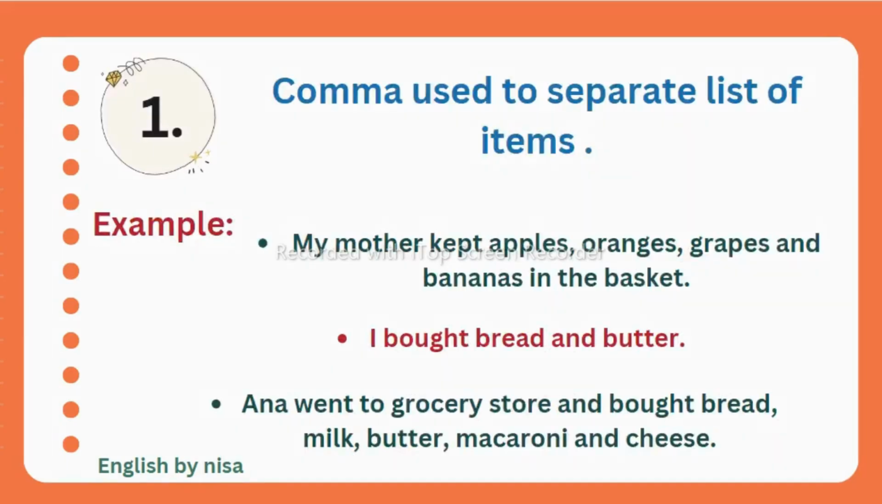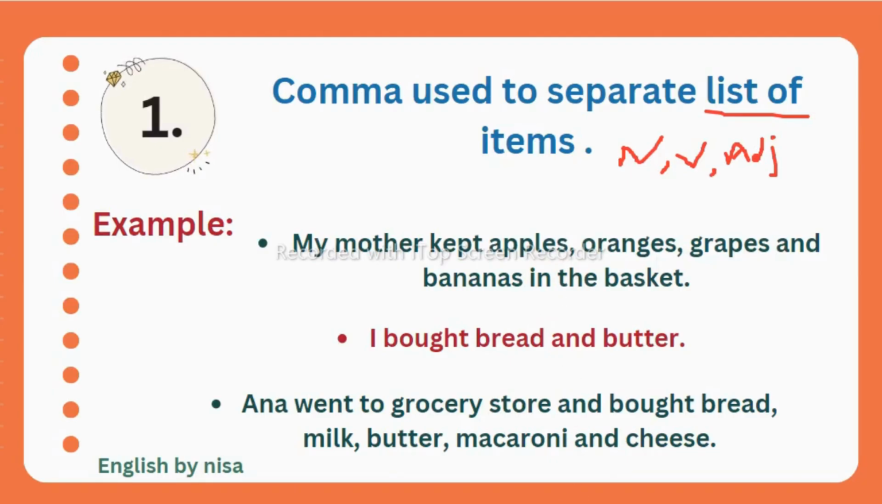So now here rule number 1 is we have to use a comma to separate a list of items. Those items include nouns, verbs, and adjective phrases. So whenever you see nouns, verbs, and adjective phrases in a list, you have to use commas. Here you can see an example: my mother kept apples, which is a noun, oranges, here we have a list, that's why we are putting commas, grapes and bananas in the basket.